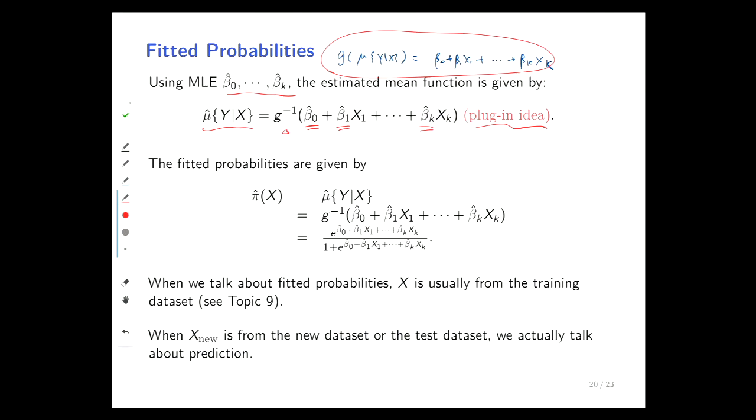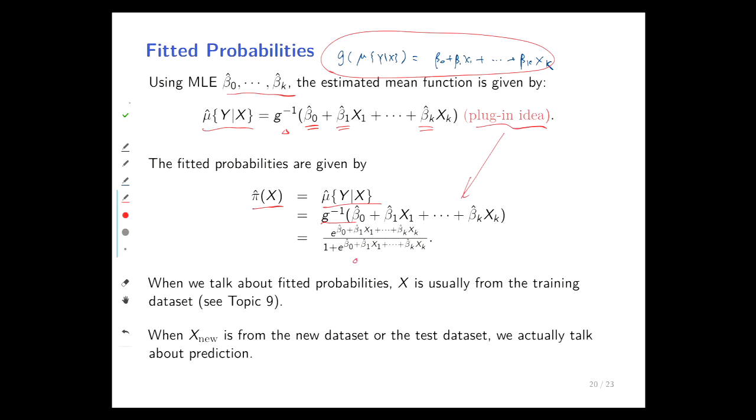And also, we can obtain the fitted probability because the probability equals the mean, and the mean equals the g inverse of the linear combination. So what we need to do here is just apply this plug-in idea and plug in those estimates, and then we can compute the fitted probability.